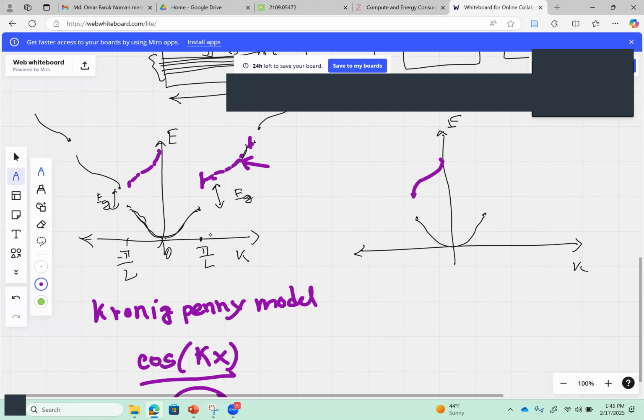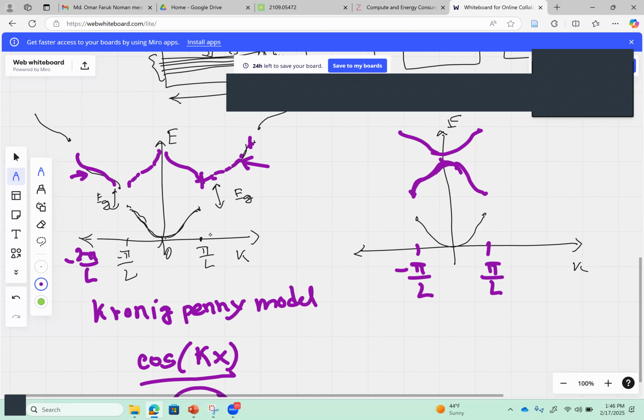For instance, this guy, which extends from minus pi by L to minus 2 pi by L, I can translate by a factor of 2 pi to its right side, so that it is brought back here. So this guy would look like this. So eventually all of these discrete branches could be transferred back to a region where k is confined between minus pi by L and plus pi by L.